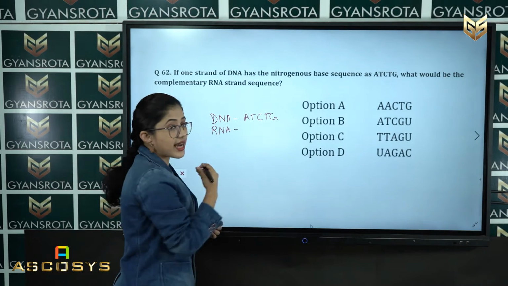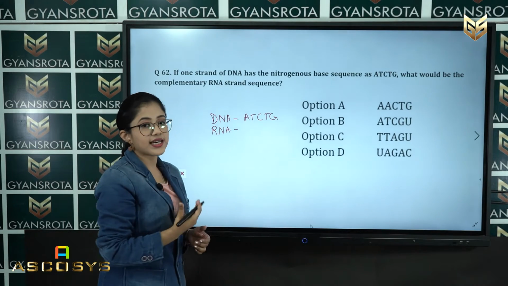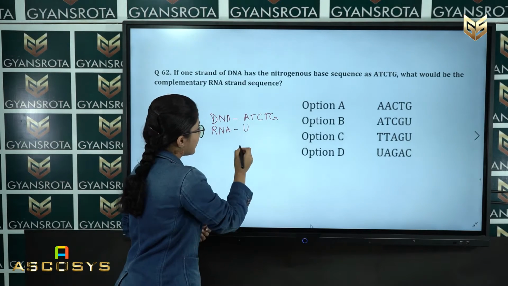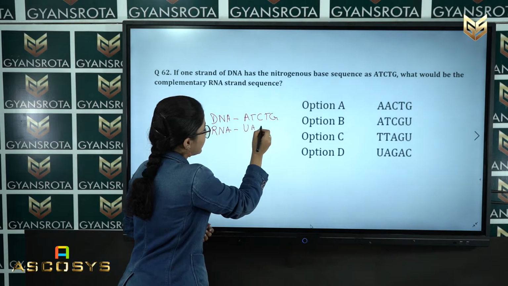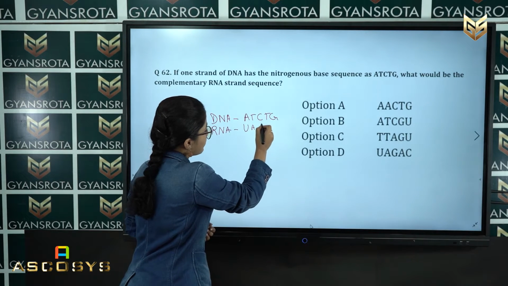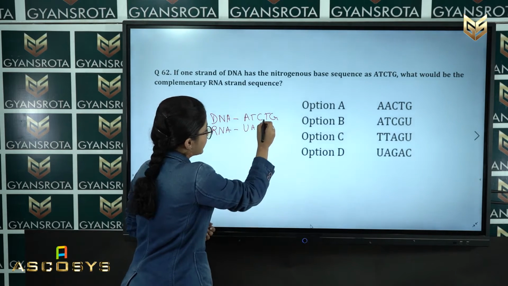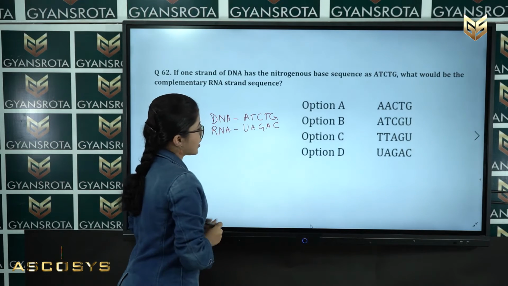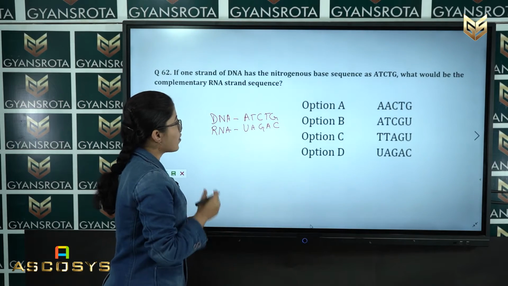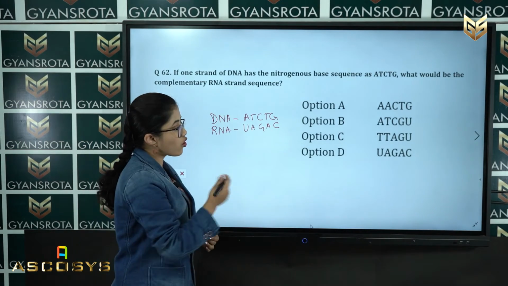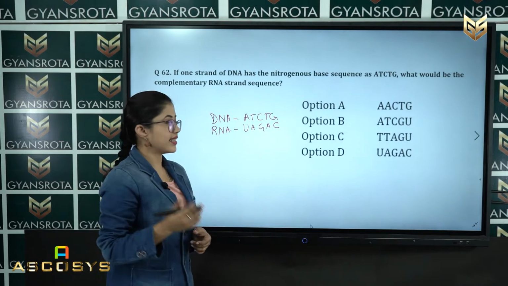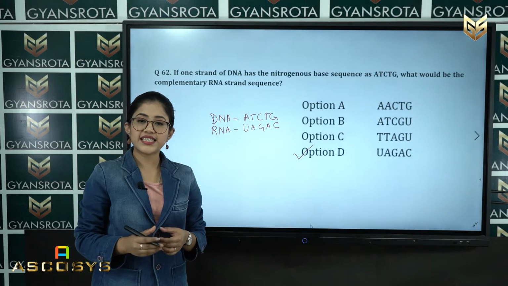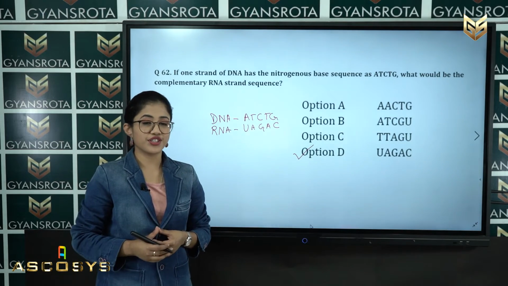adenine will bind with thymine, but in the case of RNA the thymine is replaced with uracil. So it will be uracil, then the thymine will be binding with adenine, cytosine will be bind with guanine and thymine will bind with adenine and guanine will bind with cytosine. So this is the sequence of RNA. So among these four options, what is the correct answer? The correct answer is given in option number D. Option number D is the correct answer for this question.